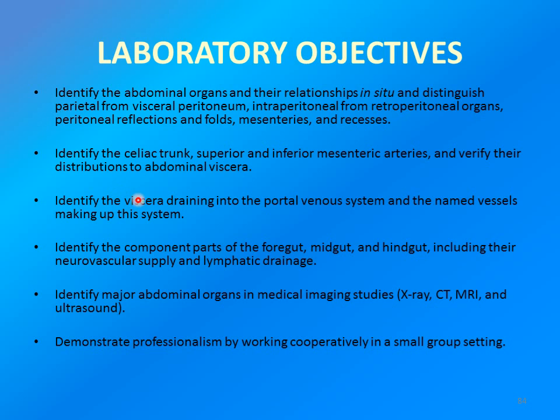You should be able to identify the viscera draining into the portal venous system and the named vessels making up this system. The student should also be able to identify the component parts of the foregut, midgut, and hindgut, including their neurovascular supply and lymphatic drainage. You should be able to identify major abdominal organs in medical imaging studies, including plain film X-ray, computed tomography, MRI, and ultrasound. And finally, we always expect that you demonstrate professionalism by working cooperatively in the small group setting.